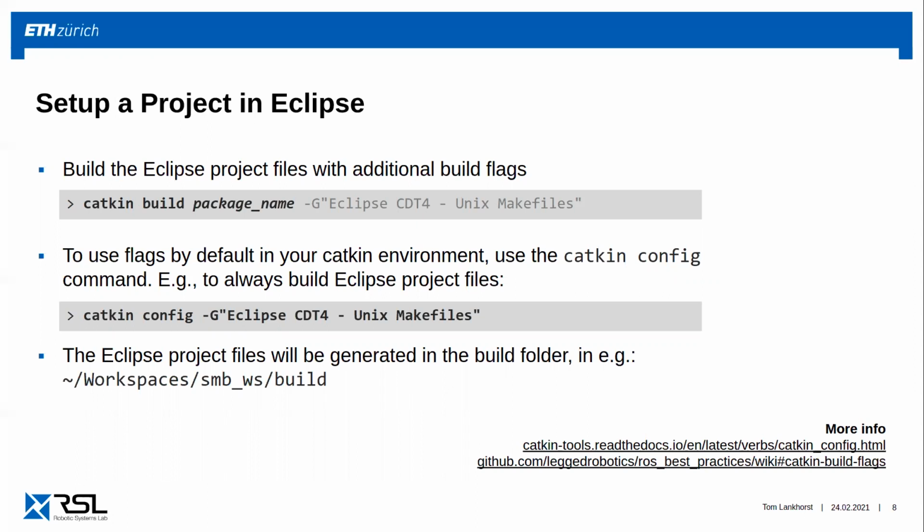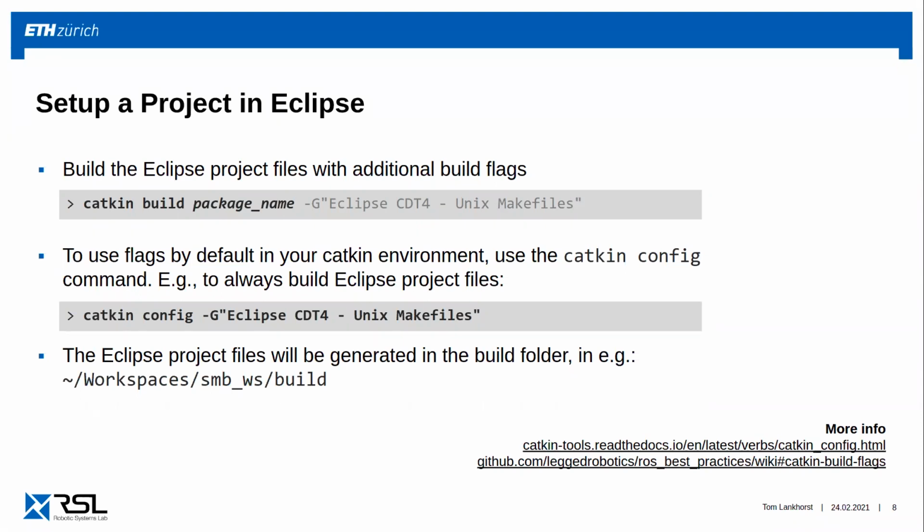First of all, we will use the command line tool catkin to instruct CMake to generate so-called Eclipse project files. We can do that by invoking catkin build with the -G argument. And the value that we give to that is Eclipse CDT4 Unix Makefiles. This practically instructs CMake to generate Eclipse files that contain details about where to find your source files, where to find the include files, and the environment variables that have to be set.